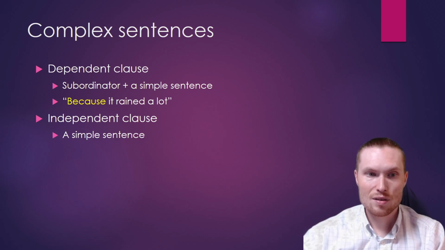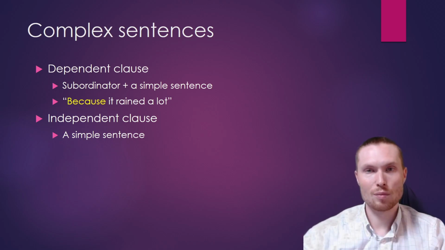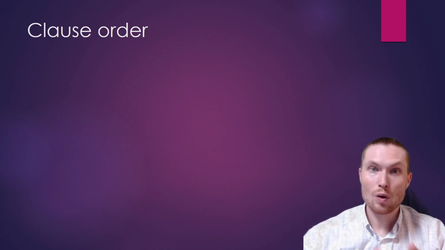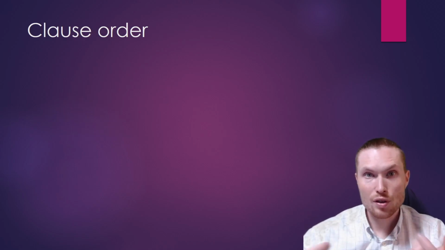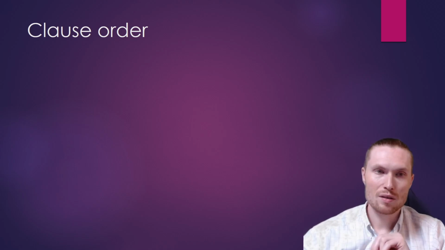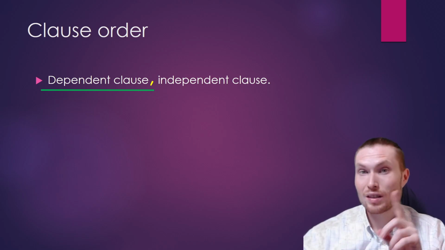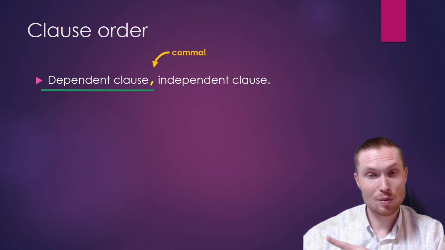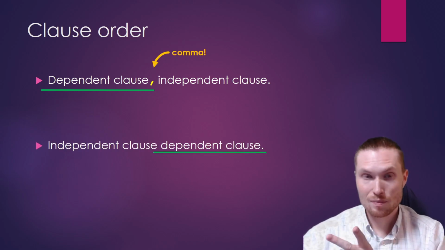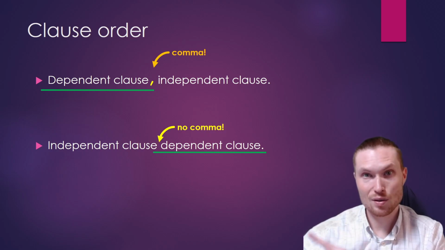And the independent clause is just a simple sentence. For example, the game was canceled. And if we put these together, then we can make a complex sentence. So what order do we put these clauses in? Which one comes first and which one comes second? There's two ways to do it. You can put the dependent clause first, so a dependent clause, comma, independent clause. But notice there must be a comma if the dependent clause is first. Or you can switch it. Independent clause, dependent clause. And notice, in this case, there's no comma if the independent clause is first.